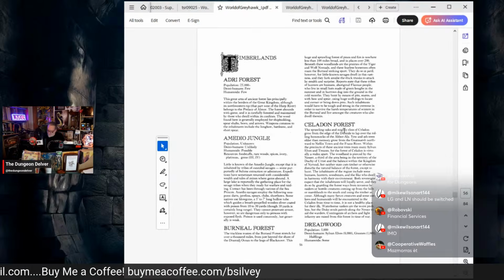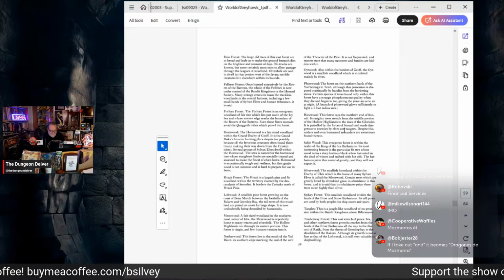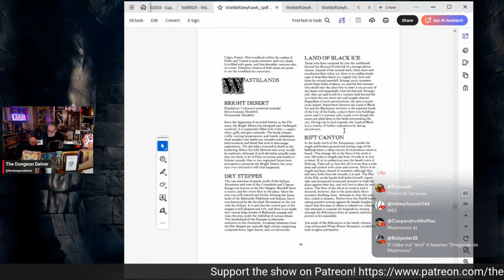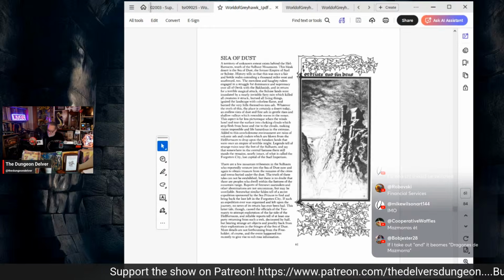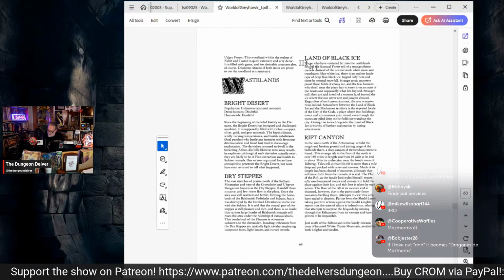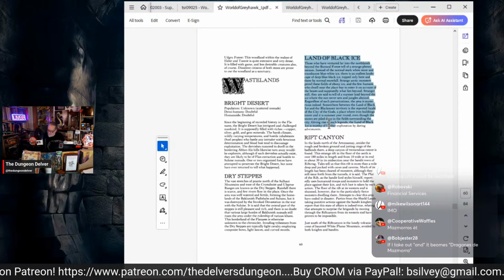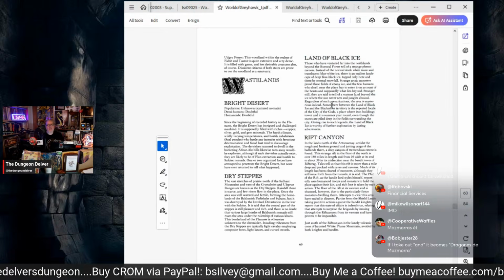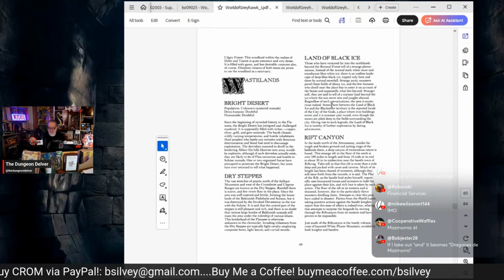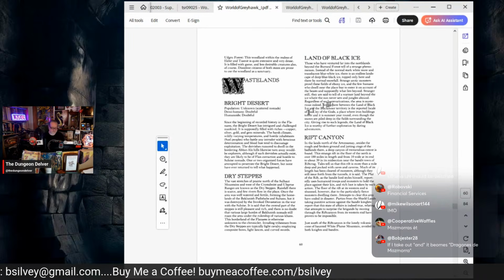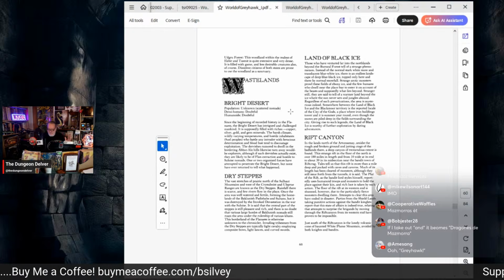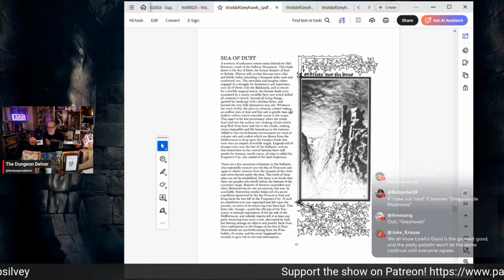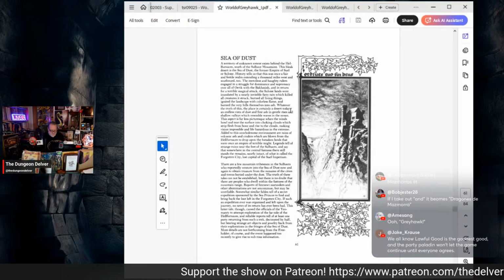So we're getting into descriptions of stuff. Woods, it's expanded. Wastelands, the land of black ice. By the way, all of the, oh, Gary hated Dave and blah blah blah. He gave Blackmoor its own place in Greyhawk. I'm not saying they were best friends or anything. We get a huge section on what the Sea of Dust is.